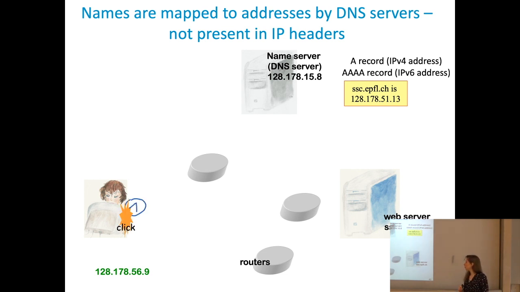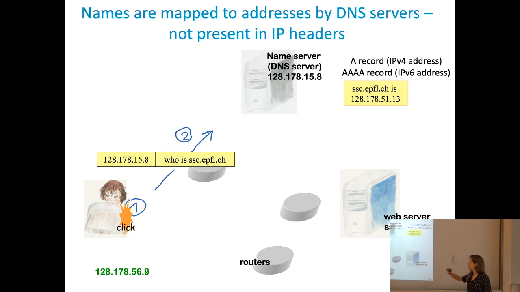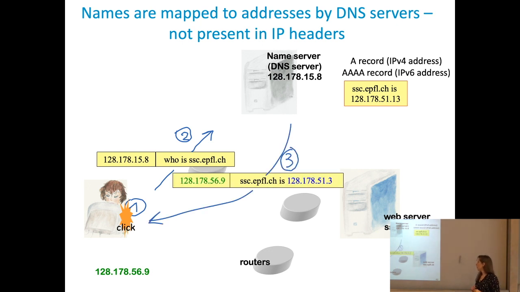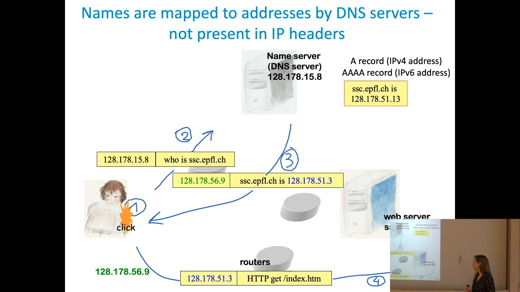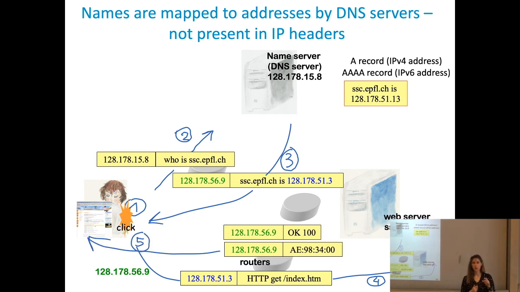So for this, when you click it, it will first ask the DNS server who is, for instance here, ssc.epfl.ch. And the name server will answer with the IP address corresponding to what Alice was looking for. And then the web client on your computer is able to communicate with the web server that it wanted to communicate with. And the latter can answer back with the web page that you were requesting. So all this happens very fast, but this is the behind the scenes of your everyday computer usage.